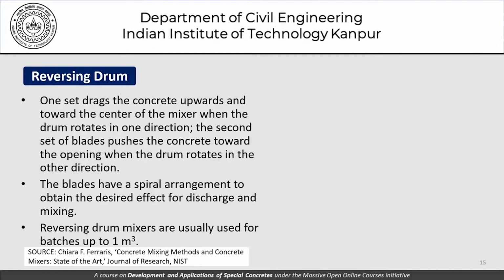These things are very easy to read and listen to, but I think it's best understood if you are able to see some videos or visit a batching plant to see how one set of blades helps in the mixing and the other set of blades helps in the discharge of the concrete from a reversing drum mixer.